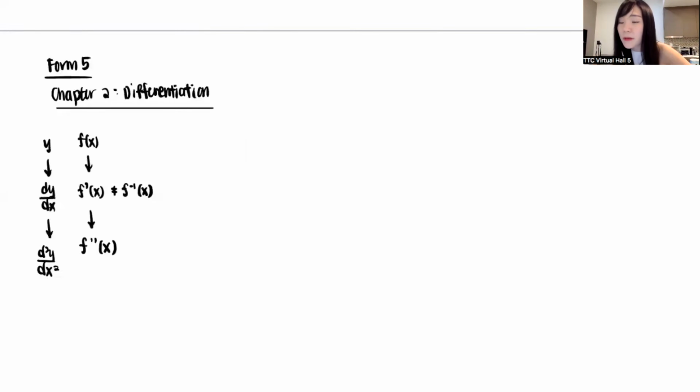Does anyone still remember that differentiation only has 2 steps? What is the first step of differentiation? Very good, Yin Yi. We will times. After we times, then we, very good, Melissa, we minus 1. So we times and then we minus 1. Not too sure whether you understand what I say, so let me give you one example. If you're my student, you should know I always give the same example.